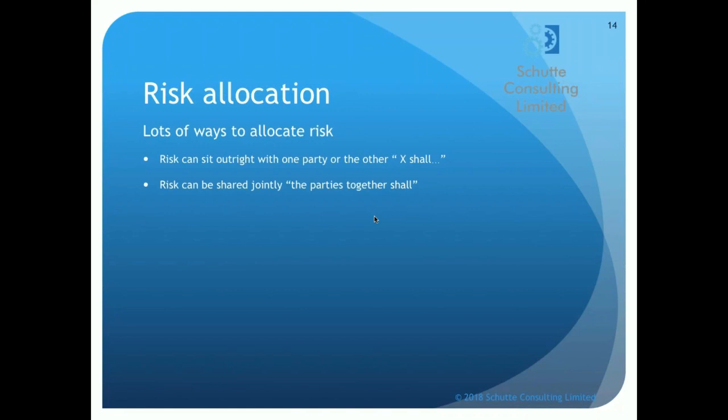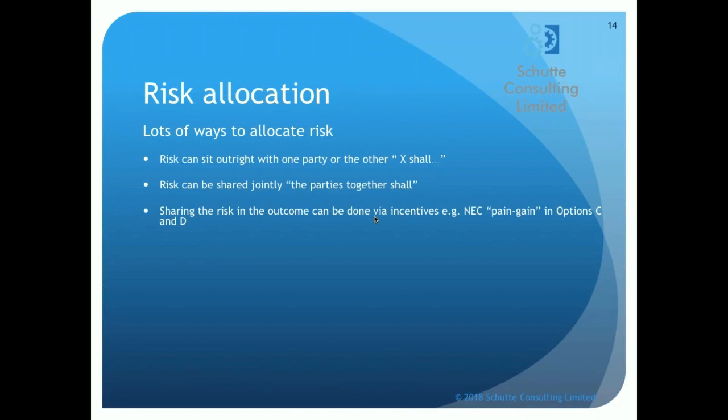You can have risk which is jointly shared, which is genuinely jointly shared. Example wording, the parties together shall do such and such. Okay, so that's a joint risk which the parties have to do together and is shared jointly. There are other ways to share the risk too.